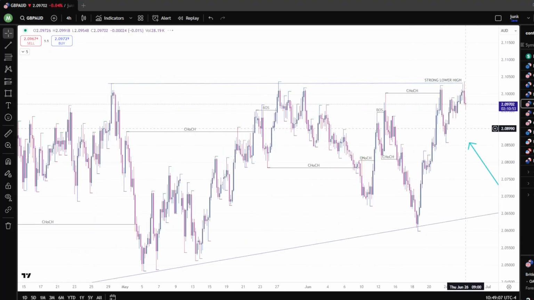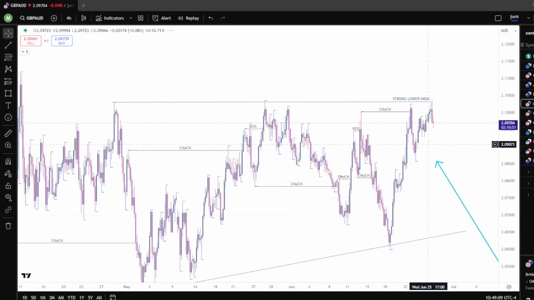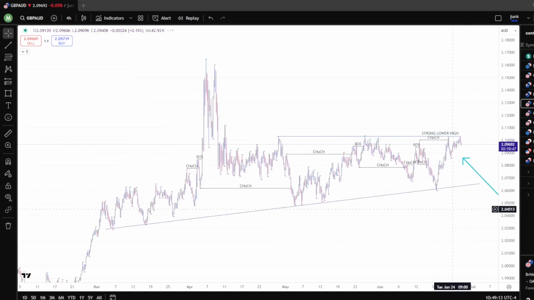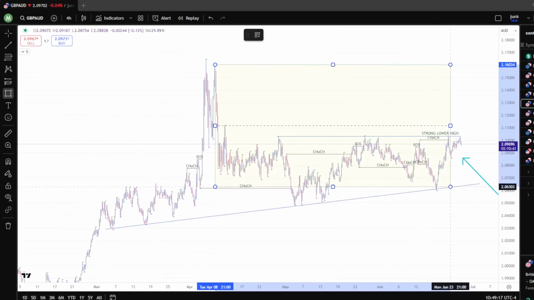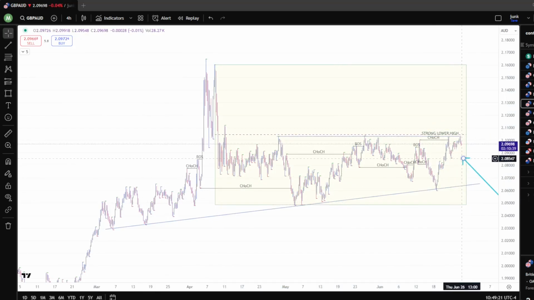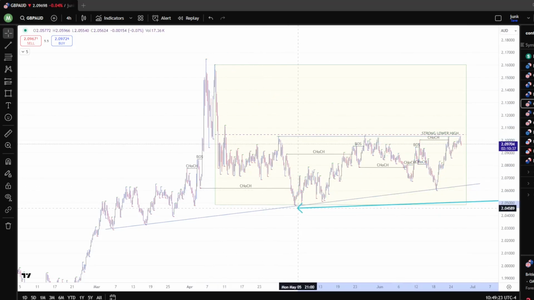GBP AUD prices have tapped in to that strong lower high. Remember, we are bearish on this chart. Bearish the overall swing, broke structure to the downside. Internally started making higher highs, came back into premium, and we're looking to take some sales down when structure broke to the downside, expecting these lows to be taken out.